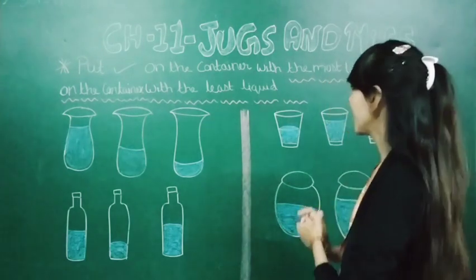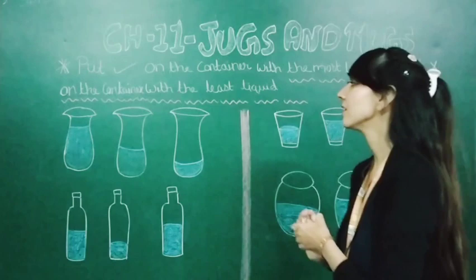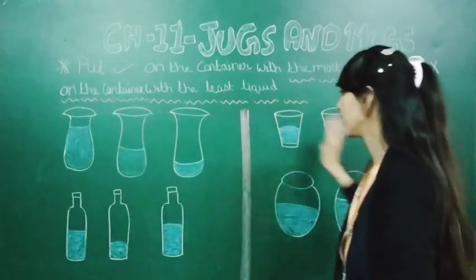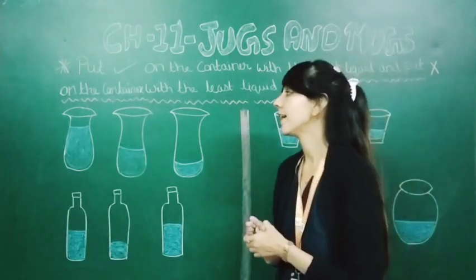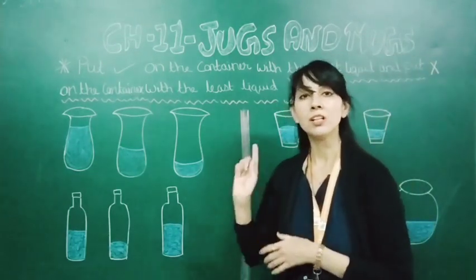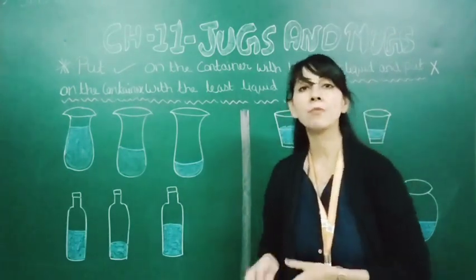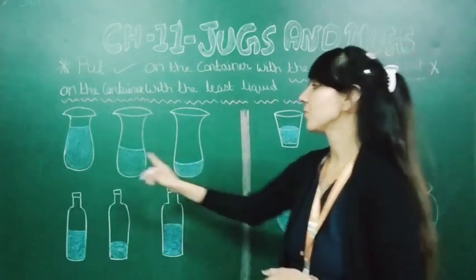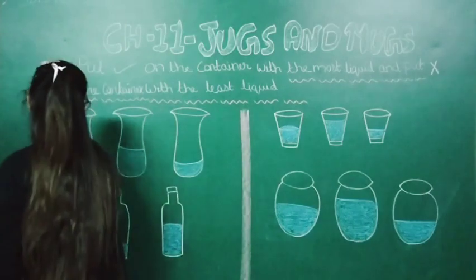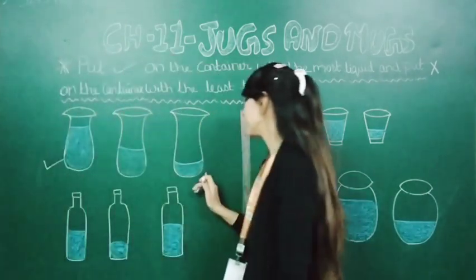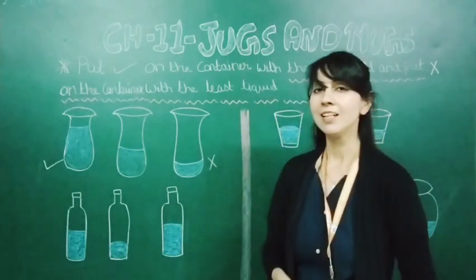Now students, moving to the exercise. Put a tick on the container with the most liquid and put a cross on the container with the least liquid. Now here you can see some containers with liquid. The container that shows the most, we have to tick that. And the container that shows the least liquid, we have to cross out. In this you can find this shows the most liquid, so here we will put a tick. And this one shows the least, so here we will put a cross. Now next we will see.